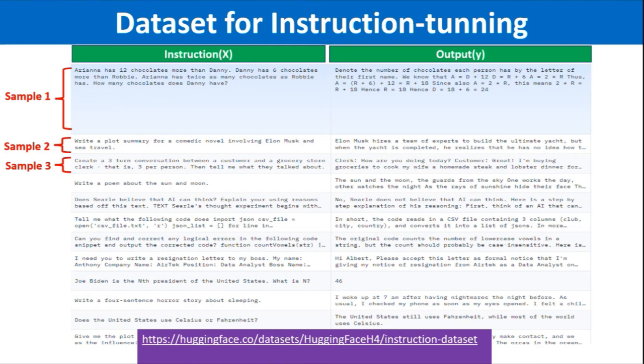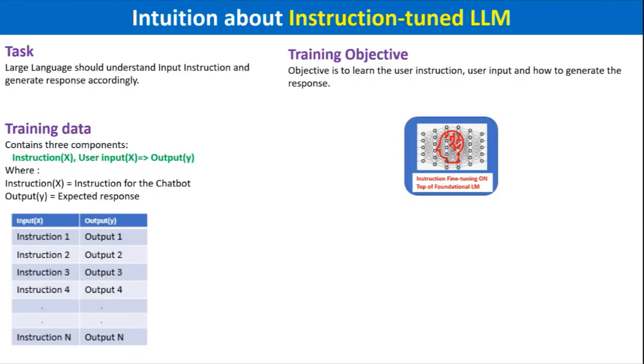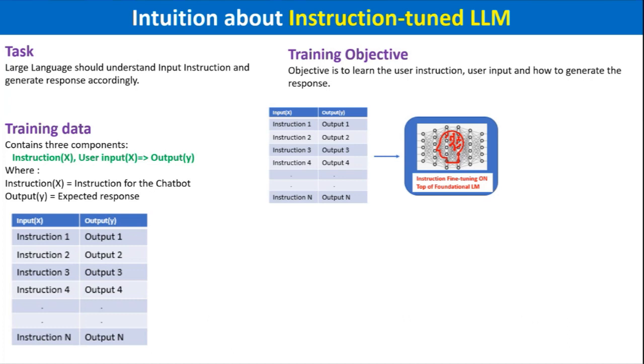I have given the link of this instruction tuned data on Hugging Face. You can just explore this dataset to get a deeper understanding of how instruction tuned data looks like. So we understood how the instruction tuned data looks like. By fine tuning the language model with such instructions, it learns the patterns and prioritizes and generates responses that align with the desired task objectives, and you get an instruction tuned language model.